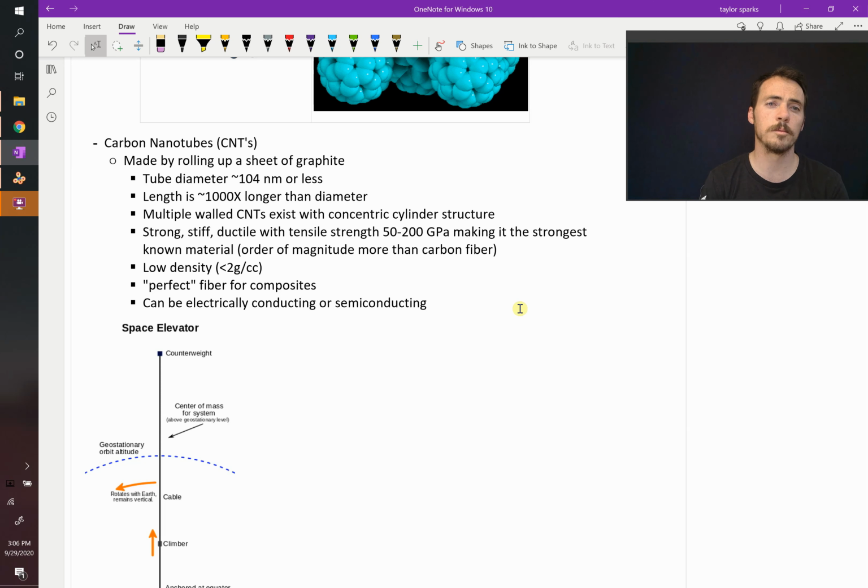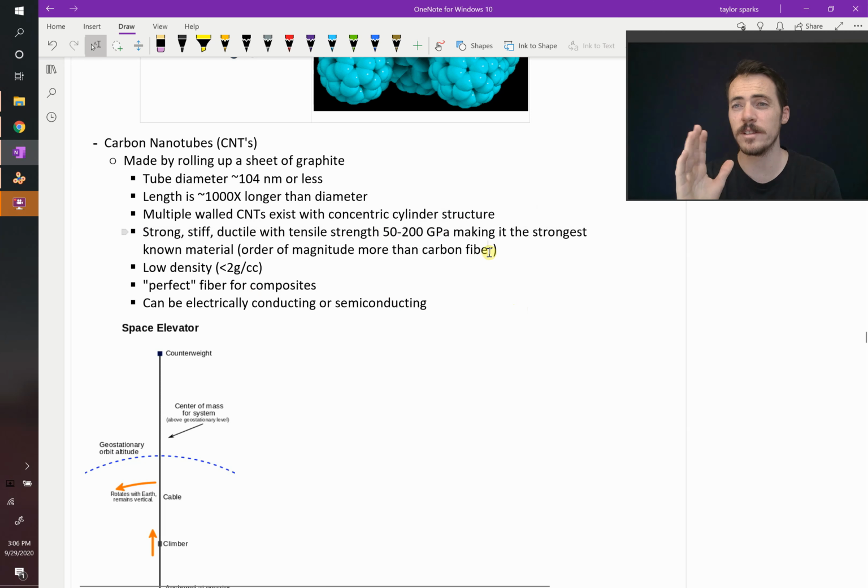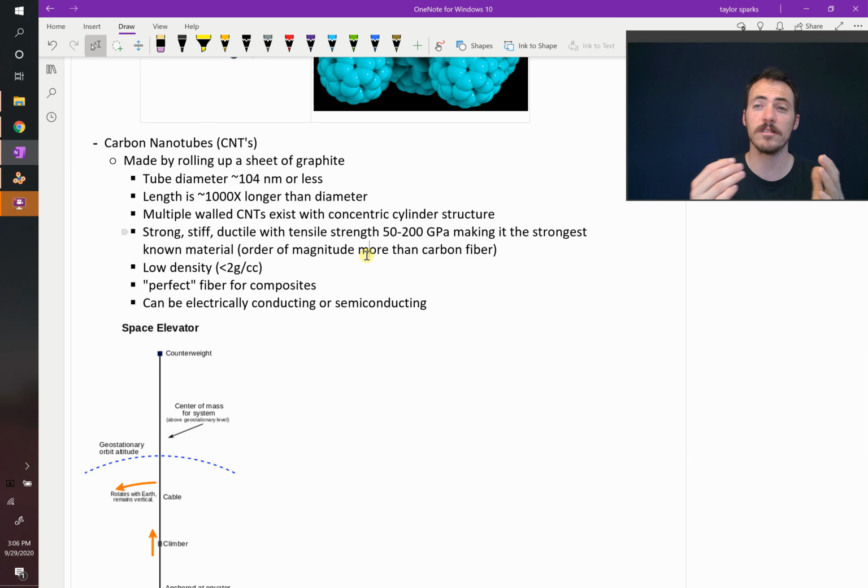We already said that there's multiple walled carbon nanotubes as well as single walled. You can end up with really strong, stiff, ductile materials with tensile strength like 50 to 20 gigapascals. That's crazy. That's a huge tensile strength, way bigger than anything else that's known. This is an order of magnitude more than carbon fibers. So when you see carbon fibers like composite layups into carbon fibers, this is still 10 times stronger than those even in tensile loading. So pretty exciting properties.